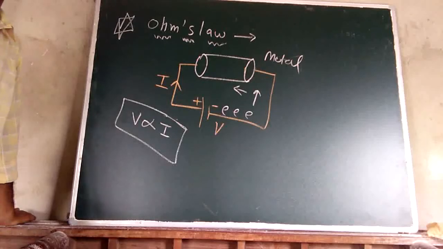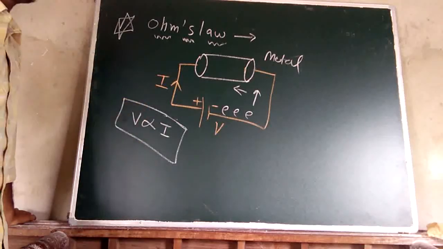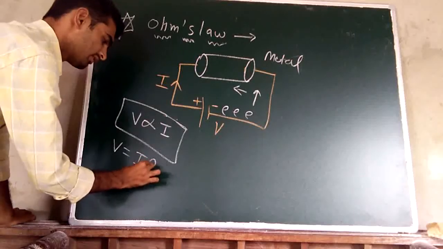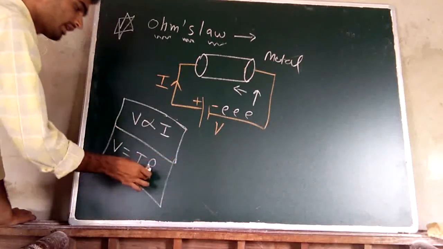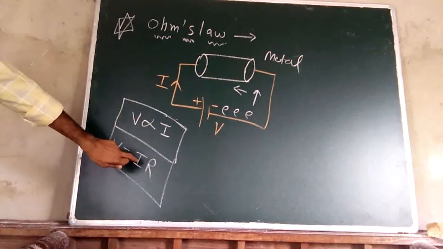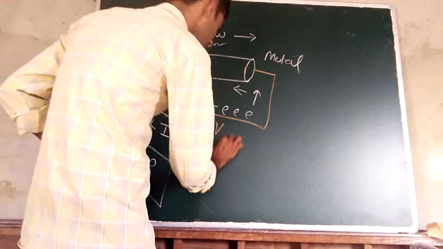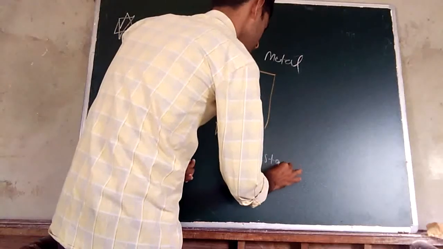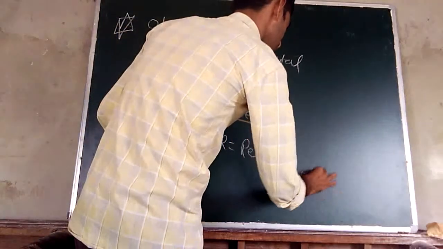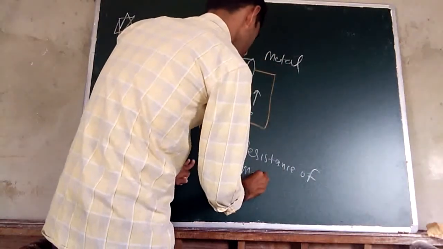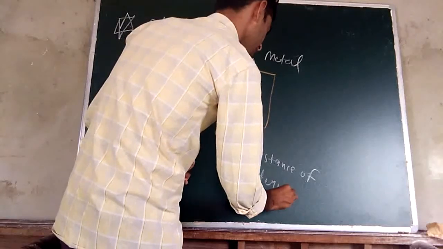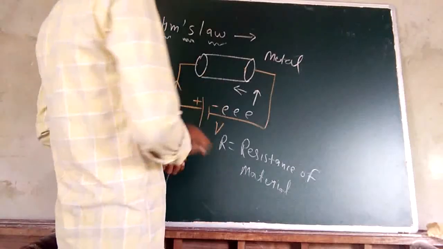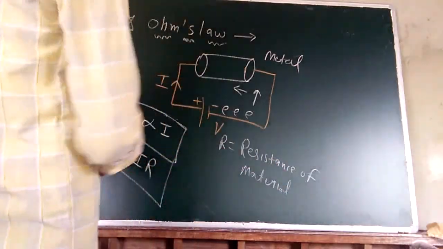When we remove the proportionality symbol, we have to apply a constant. The constant applied here is known as resistance. R is a constant. Here I applied a constant R, so R is known as resistance. It is the resistance of the material or conductor. I take a conductor here, so I call it the resistance of the conductor. If I take a semiconductor, then it is the resistance of the semiconductor.